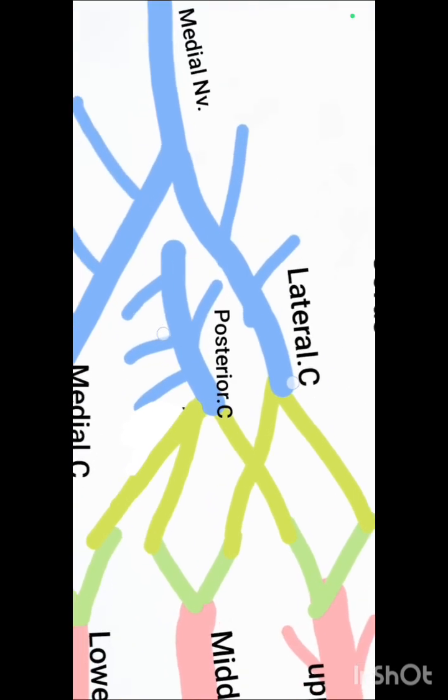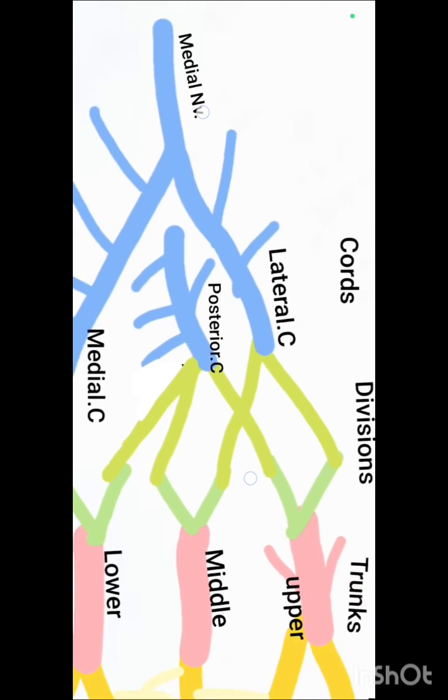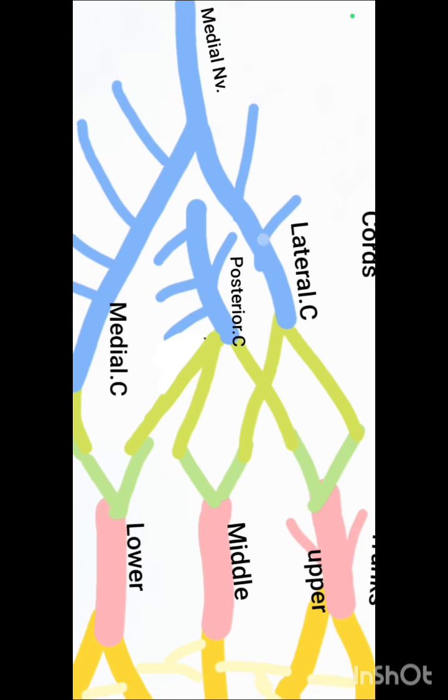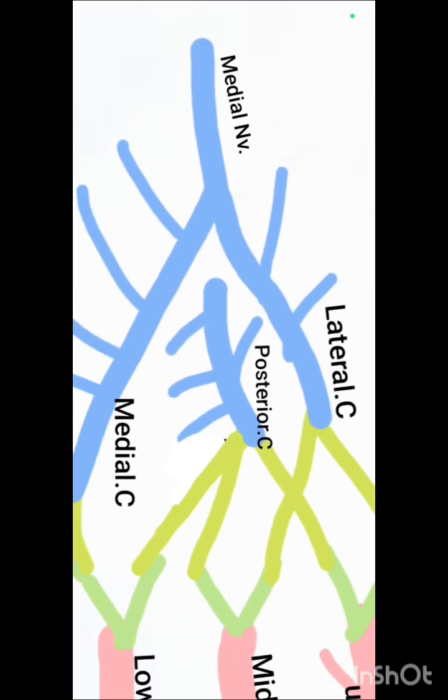And coming to the cords, we have the lateral, posterior, and medial cord. Every cord gives rise to branches, and let me tell you in detail. The lateral cord gives rise to three branches, which include the lateral pectoral nerve, and then the second one is the musculocutaneous nerve, and the third one is the lateral root of median nerve.